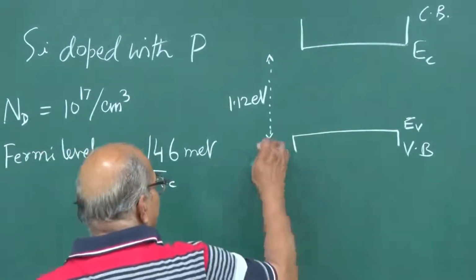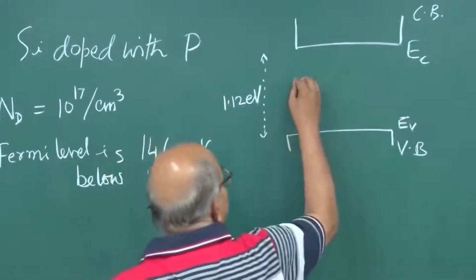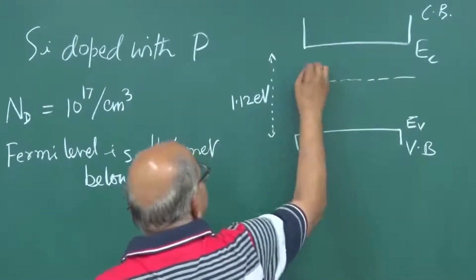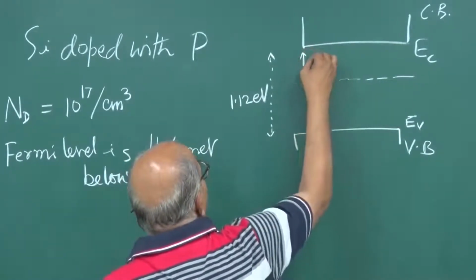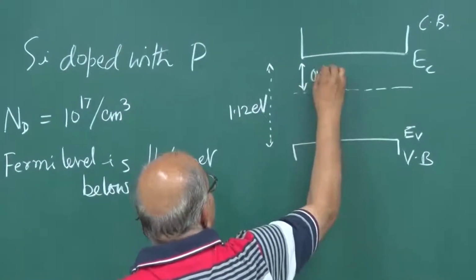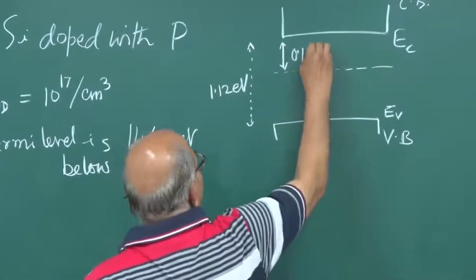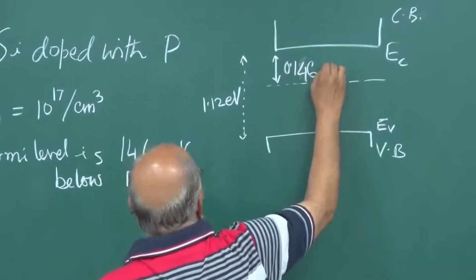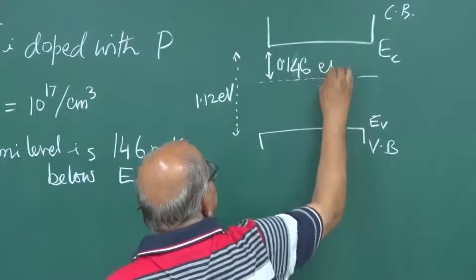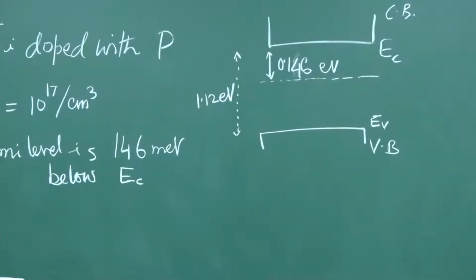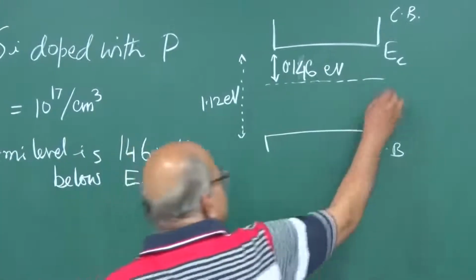So 146 will be, let's say, somewhere here. This is 0.146 eV. This is the Fermi energy.